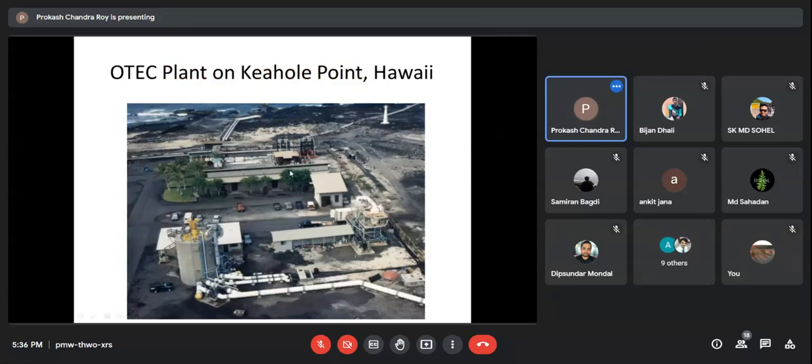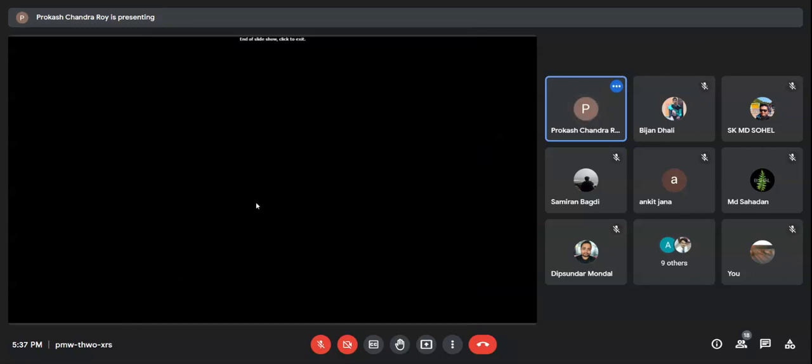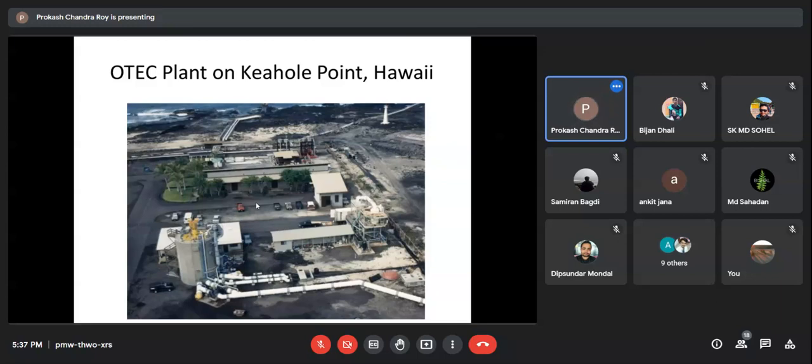People have some understanding from the Hawaii island. Because they have some minerals, not only power, they are also extracting some good minerals out of that. So this is an integrated plant. Not only power, they are getting some other benefits. Okay, this is a brief understanding of OTEC. I think you have got some idea about OTEC, and this is the topic.